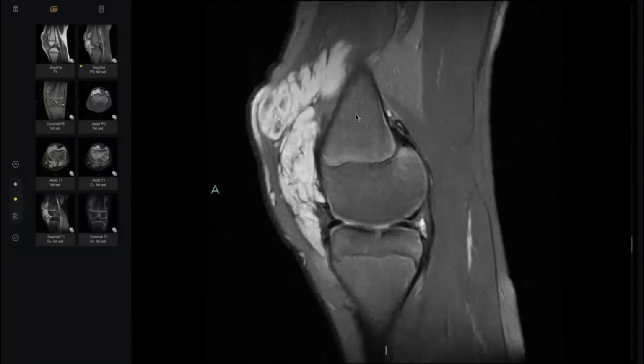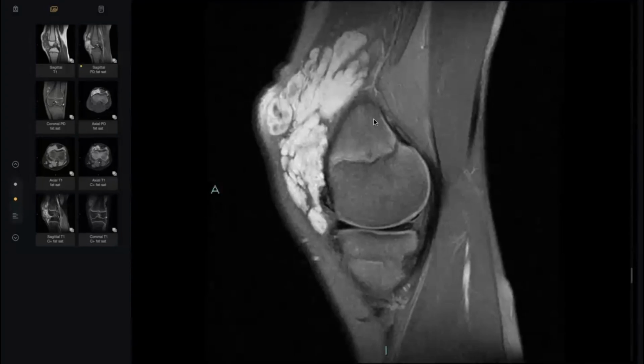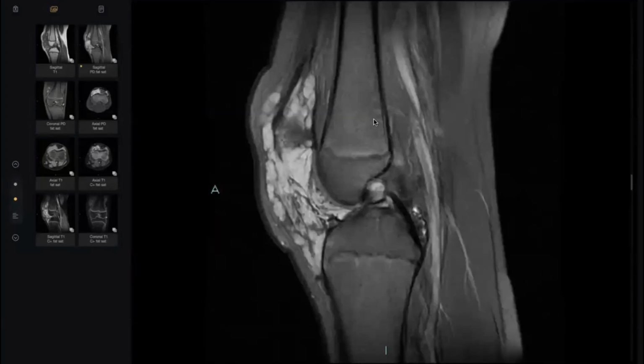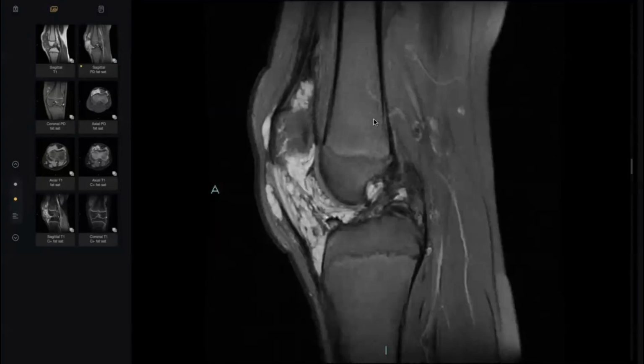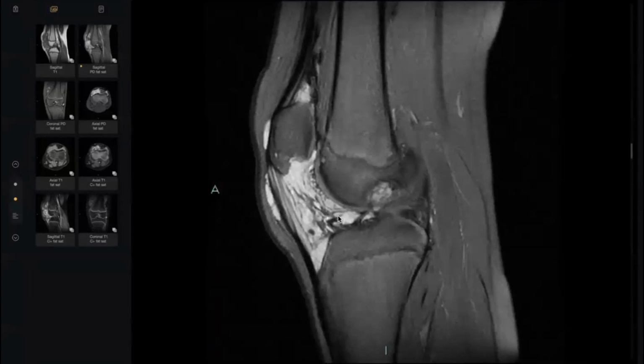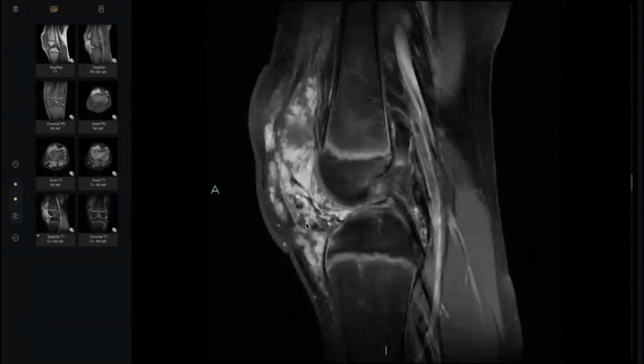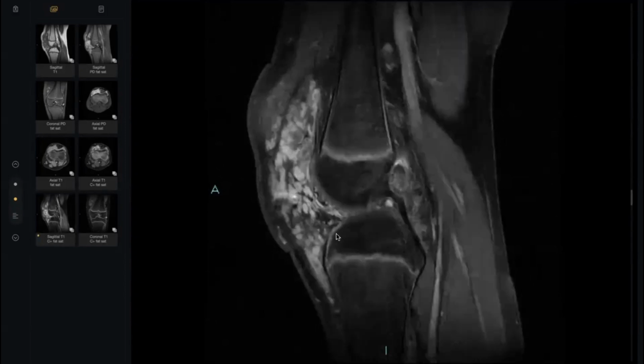What does lobulated lesion mean? It might be synovial hypertrophy or synovial osteochondromatosis. Look here, leave the mouse. Here we go.